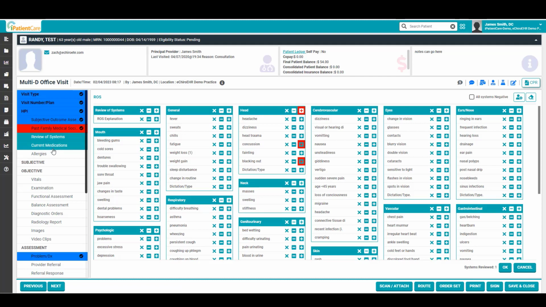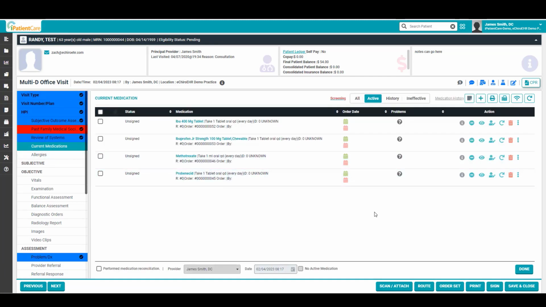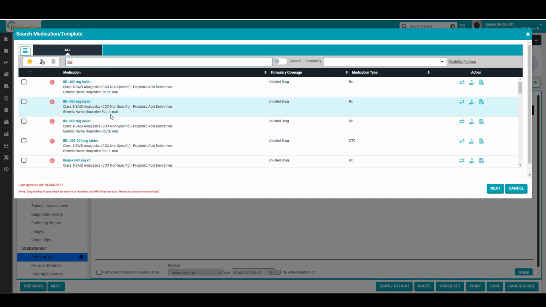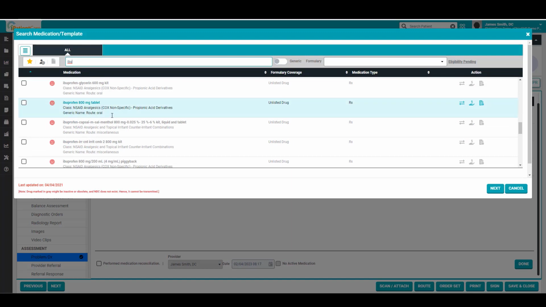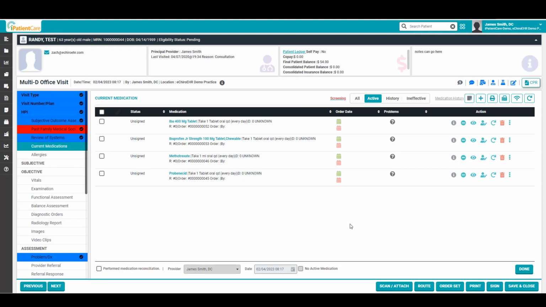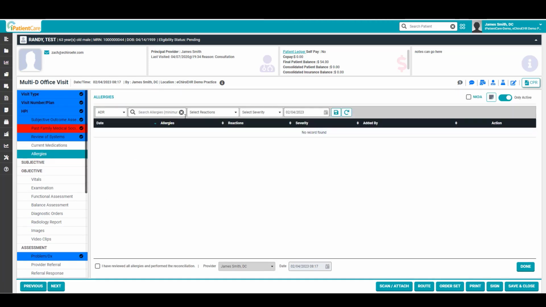Current medications. Current medications can be documented simply by clicking the plus sign, which opens up the screen for you to be able to search within the pharmacy database and make the proper selection for the drug that the patient is on. This allows for that medication reconciliation and drug-to-drug interaction to be checked as well. The next section would be the allergies section, and the same mechanism of searching can be performed.